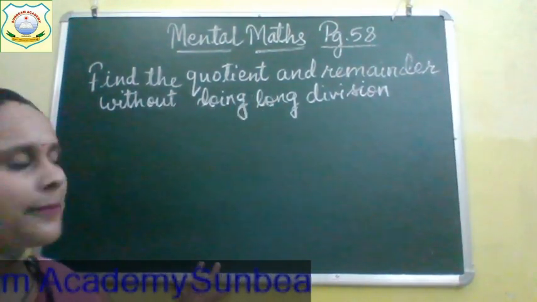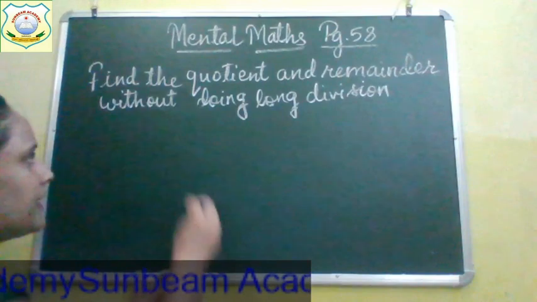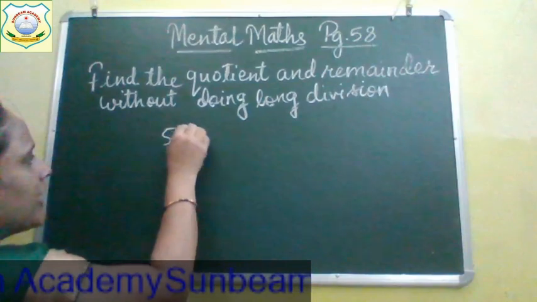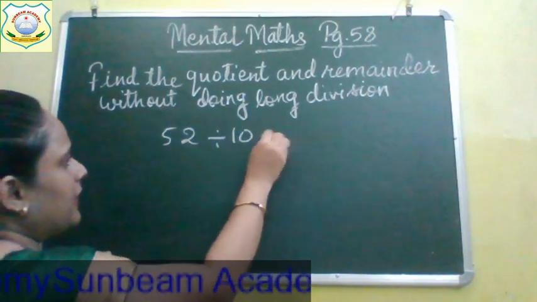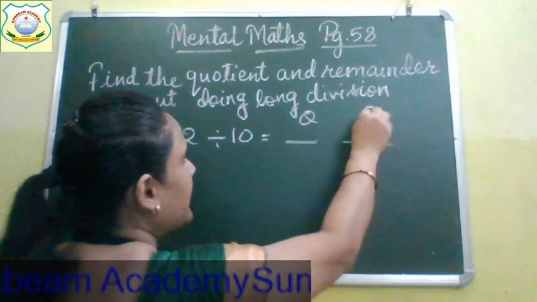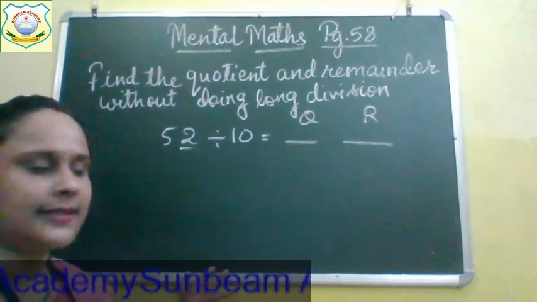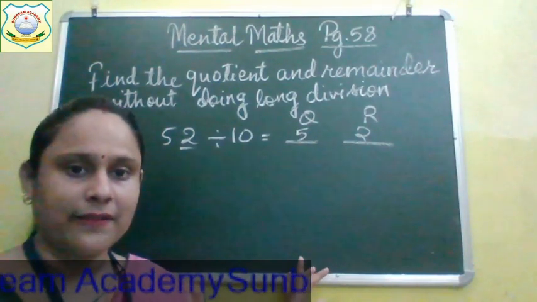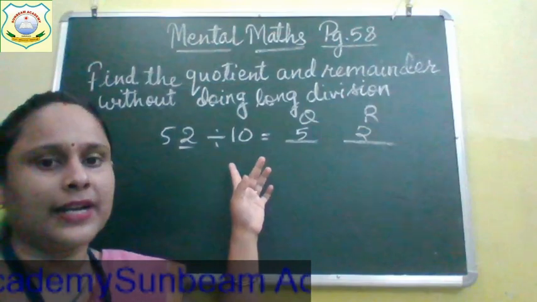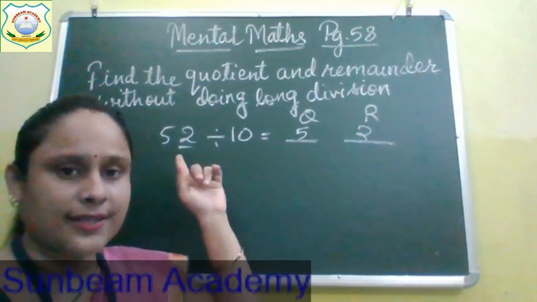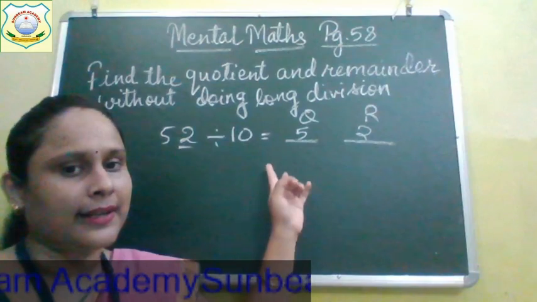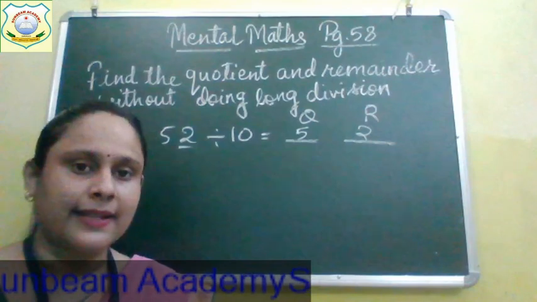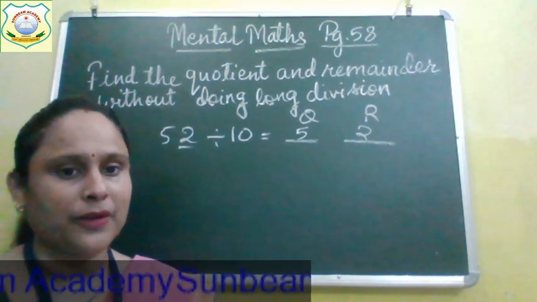Find the quotient and remainder without doing the long division method. In the previous class we learned that if we divide any number by 10, we get the number in the ones place as remainder and the remaining number will become quotient. This is what we learned in the previous class, right? If we divide any number by 10, the number in the ones place is the remainder and the remaining number becomes the quotient.